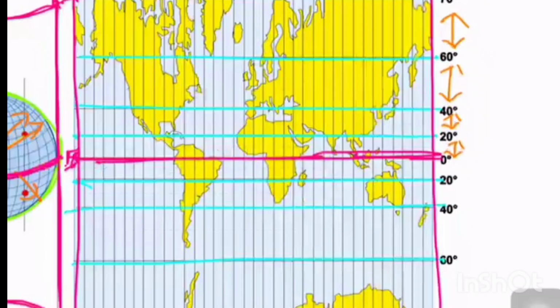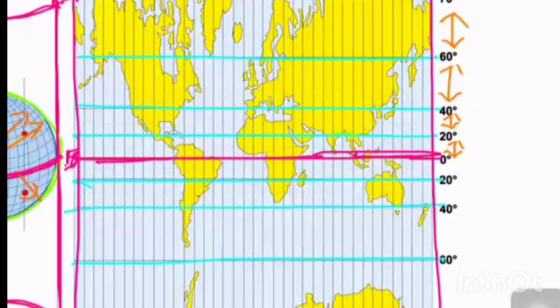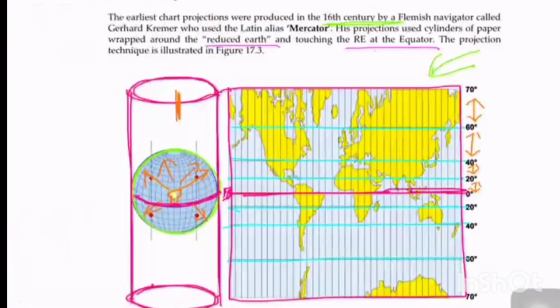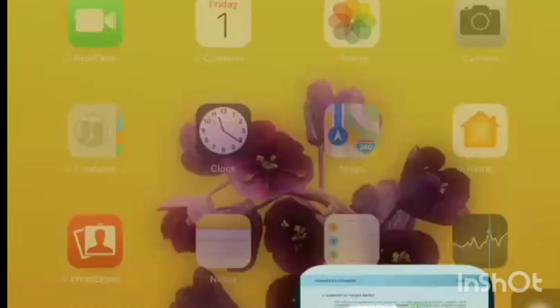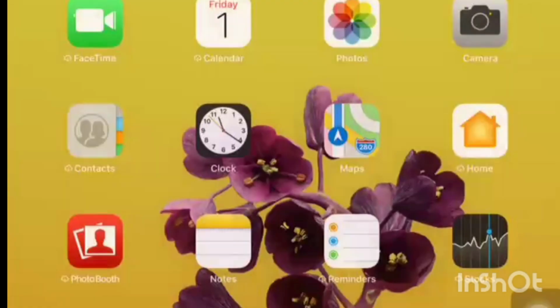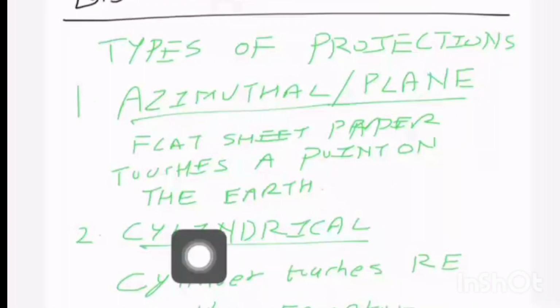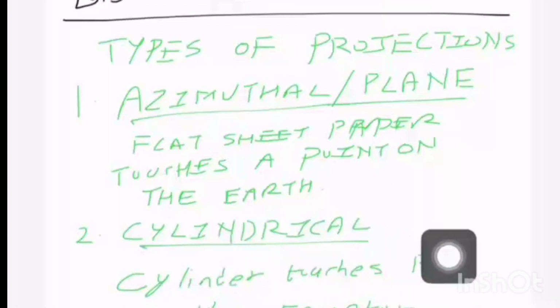So here, if you see, the equator is there, other latitudes are there, but latitudes are placed unevenly. Why it happens, we will deal with in chapter 18, which is the next chapter on Mercator. Understood this? Now write down cylindrical projection. Second one, cylindrical projection. Cylinder touches reduced Earth at the equator.